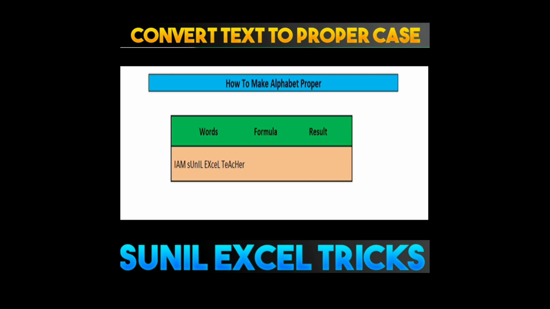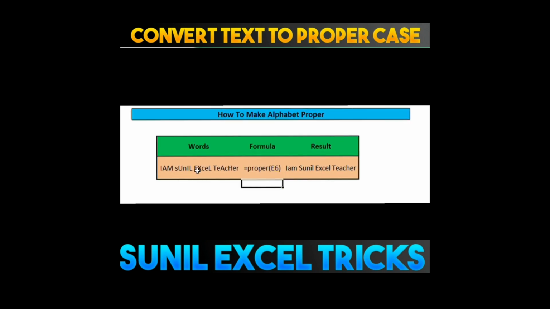And today I will teach you how to use PROPER in Excel. As you can see, there are improper letters on the left-hand side. With a very simple formula we can make it proper. It is very simple. Type equals PROPER, open the bracket, select the cell where the text is, close the bracket and press enter. As you can see, every word has become proper case.